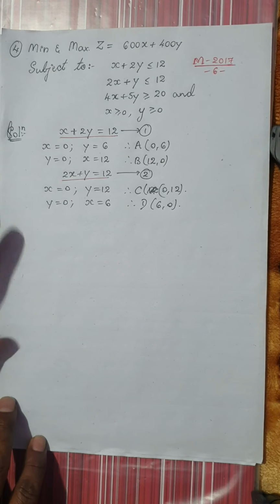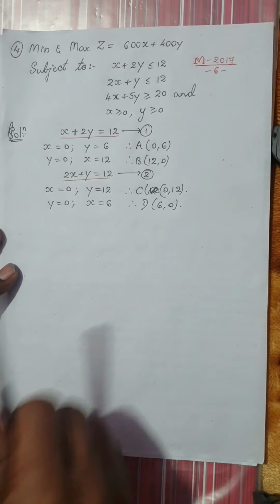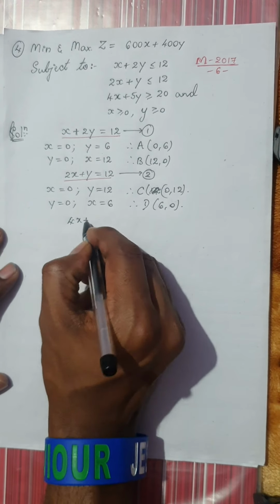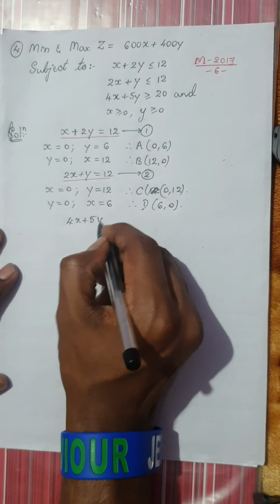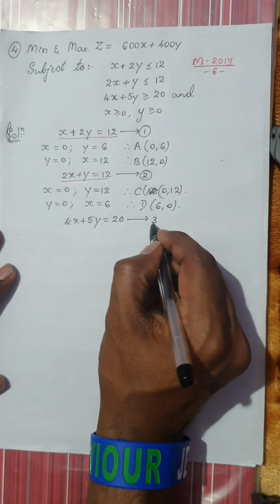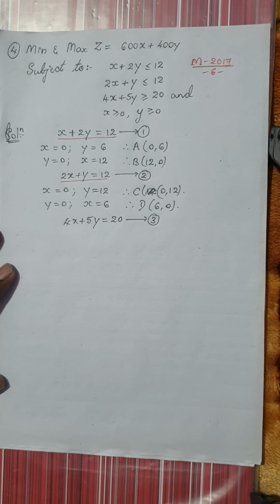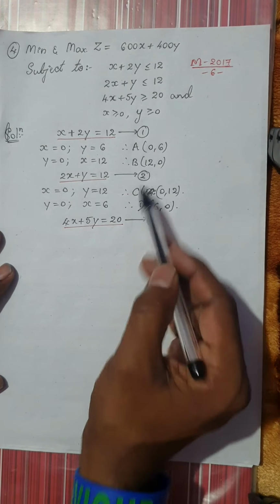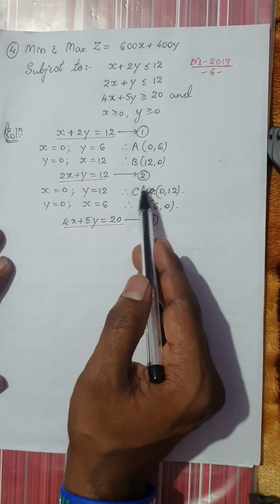In all the previous questions you only had two equations. Now I have three. Now note down the third one: 4x plus 5y is equal to 20. This is the third equation. You cannot expect just two equations, because most of the questions asked in the repeated years are three equation questions.